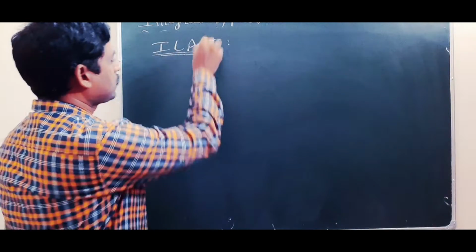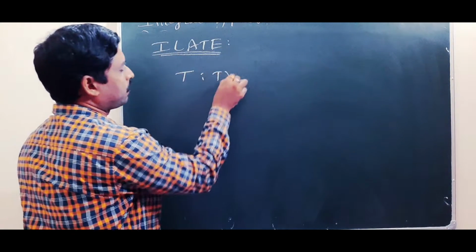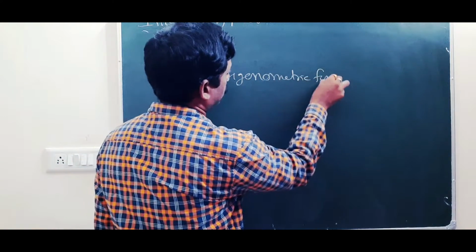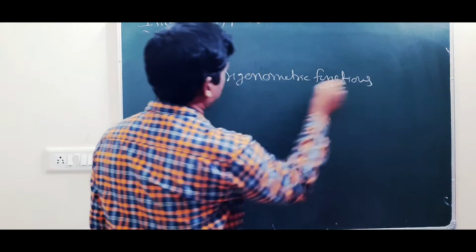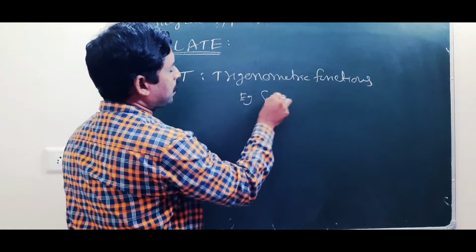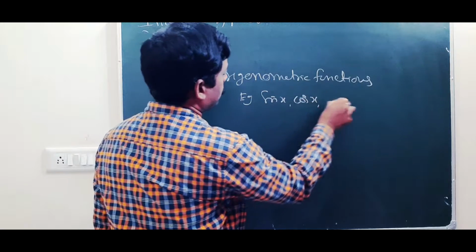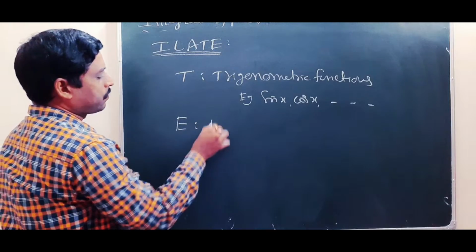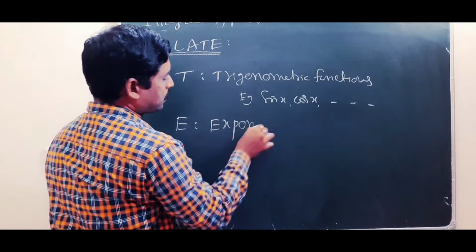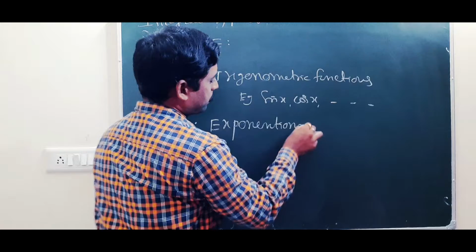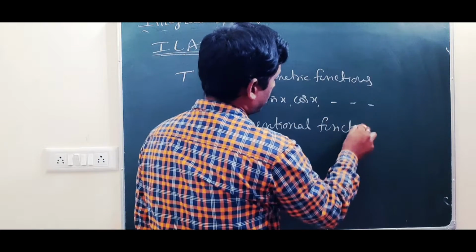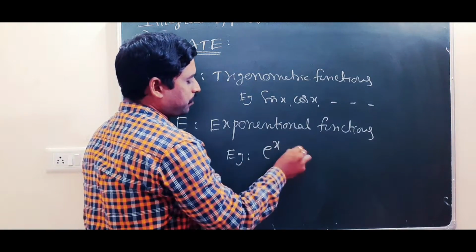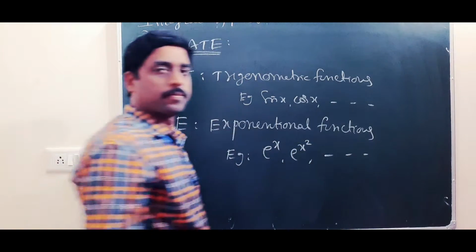Now T, the trigonometric functions. Examples: sin x, cos x, tan x, etc. So what is E? E stands for exponential functions. Examples: e to the power x, e to the power x square, and so on.